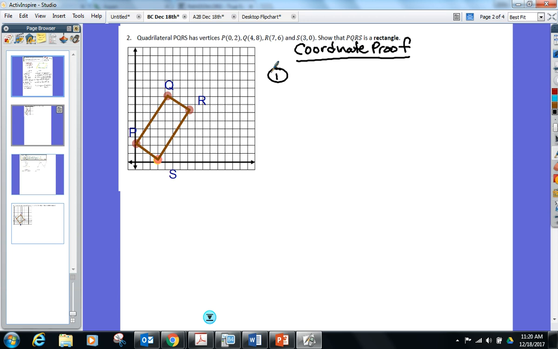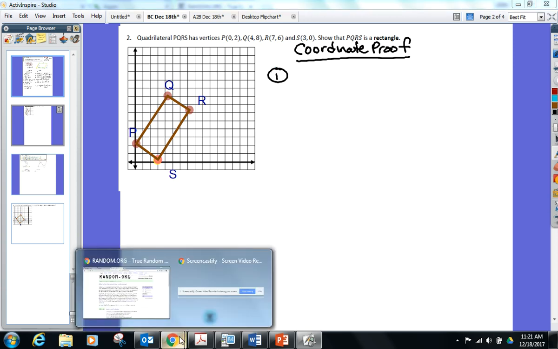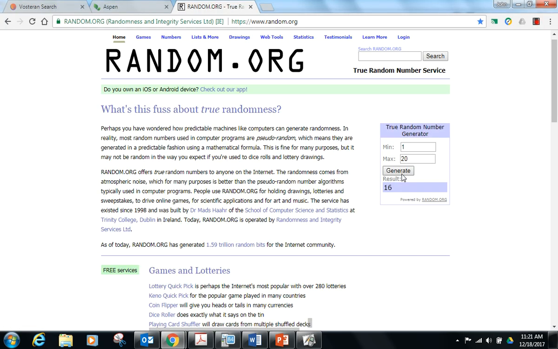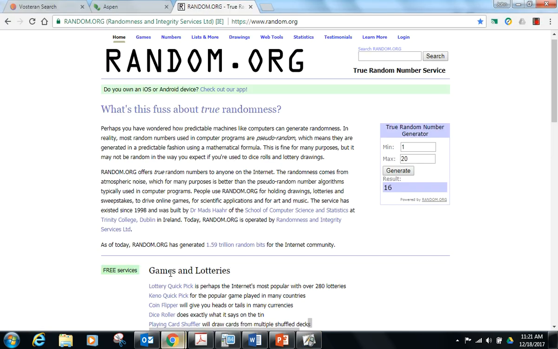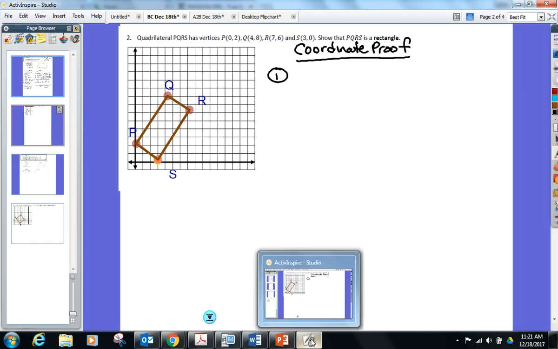How do you make something into a rectangle? What are some of my options to show that this is a rectangle? Let's talk options. What's an option? I could show this is a parallelogram and then show it's got a right angle. I could show it's a parallelogram and show it's got congruent diagonals. What do we want to do, kids? Well, either way, we still have to show it's a parallelogram.